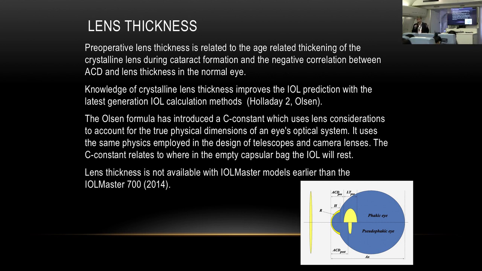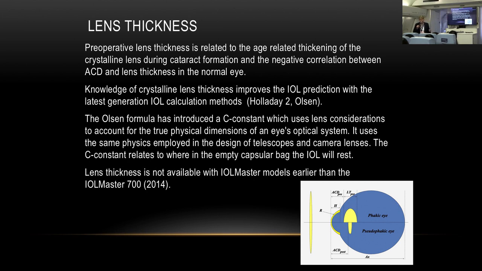And as it gets thicker, it tends to make our anterior chamber a little shallower. So there is a connection there. To make a long story short, knowing what the crystalline lens thickness is helps us with IOL prediction using these latest generation IOL calculation formulas.